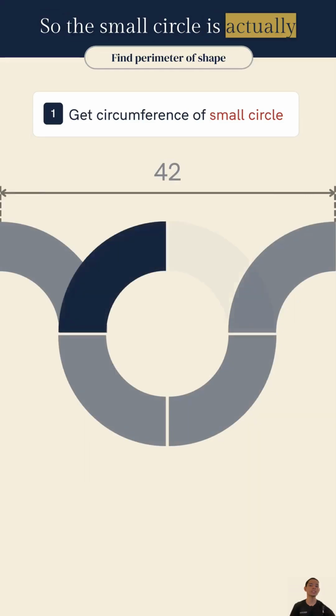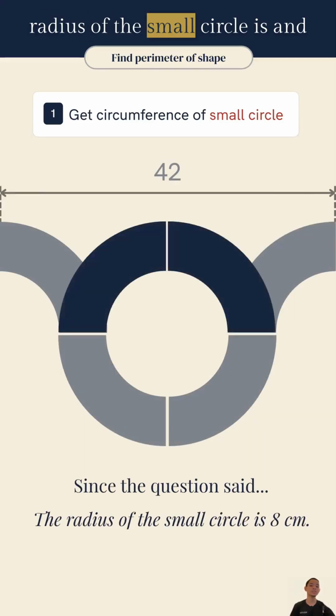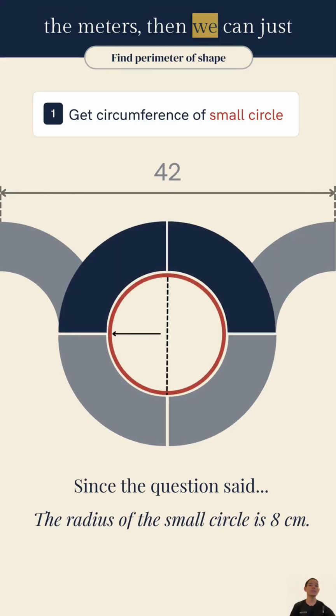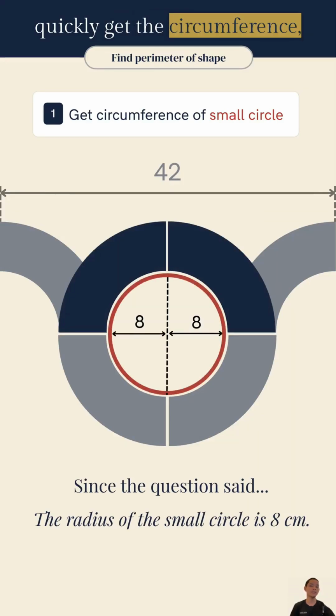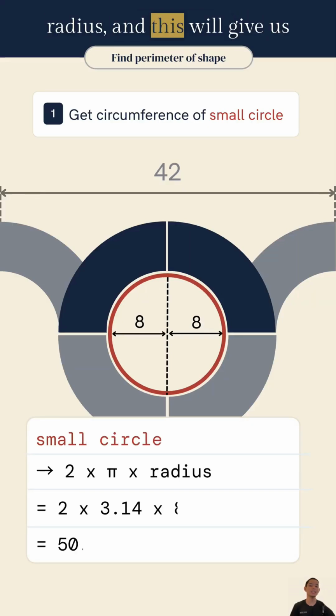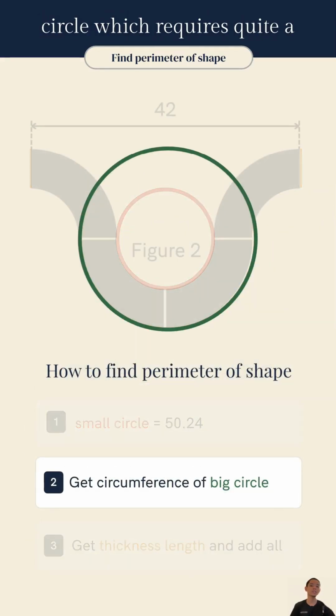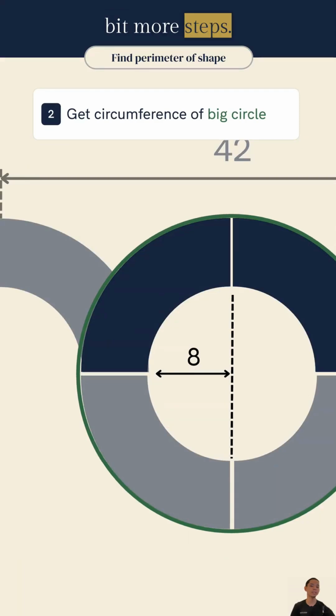The small circle is actually pretty straightforward. Since the question said the radius of the small circle is 8 centimeters, we can quickly get the circumference, which is basically 2 times pi times radius, and this will give us 50.24 for the small circle. Then let's move on to the big circle, which requires quite a bit more steps.